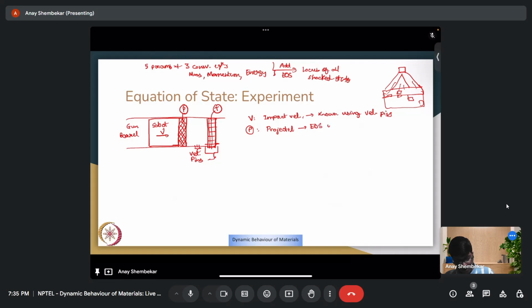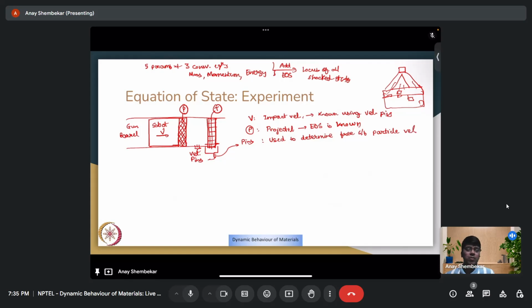EOS is known. So one equation of state is known, and we have to determine what happens to the next one. Third, you have got pins. These are used to determine free surface particle velocity.